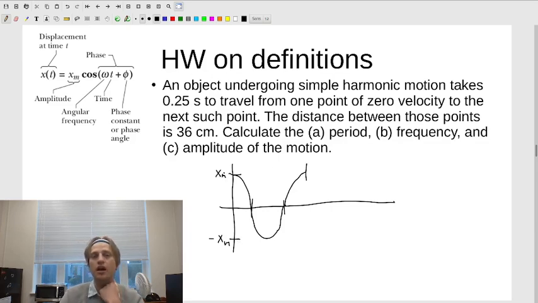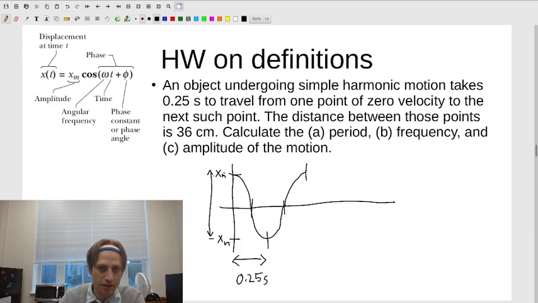So when it says an object undergoing simple harmonic motion takes 0.25 seconds to travel from one point of zero velocity to the next such point, they're talking about this, going from the maximum x max to minus x max. This here is 0.25 seconds. And then it says the distance between those points is 36 centimeters. So from x max to minus x max is 36 centimeters.